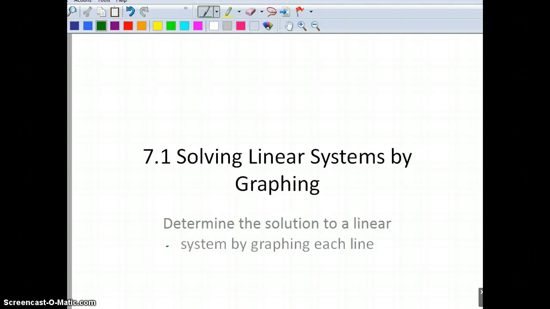Okay, this is section 7.1. We're going to be solving linear systems by graphing. When we finish, I want you to be able to determine the solution to a linear system by graphing each line on one coordinate plane.